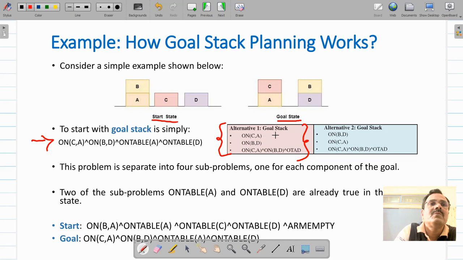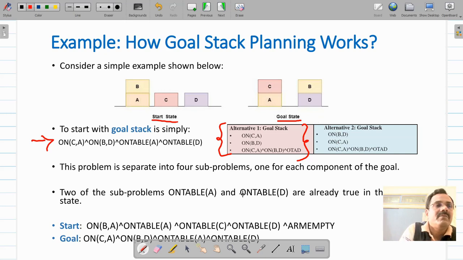Now there are two options available with you. Either you can perform this sub goal first, that is block C is on block A, or block B is on block D first, and then you try to satisfy block C on block A. So how are you going to decide which alternative you should choose? Some heuristic you will have to use at this stage.